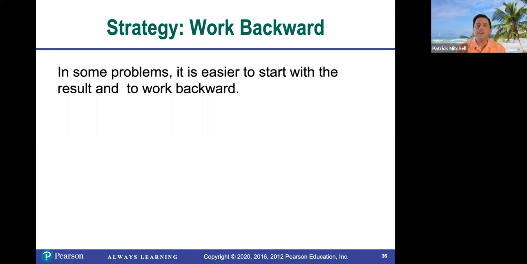All right, next strategy, work backward. In some problems, it is easier to start with the result and work backward. That is not cheating.